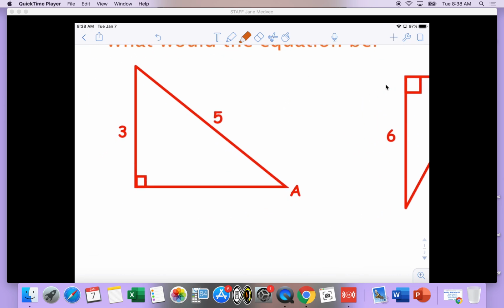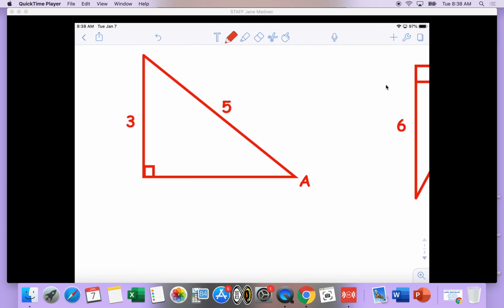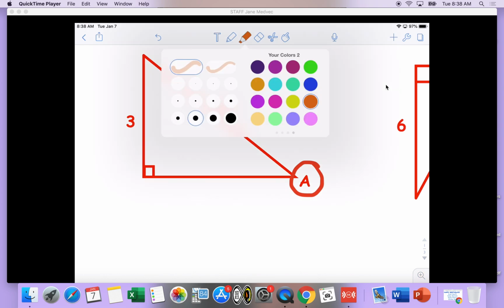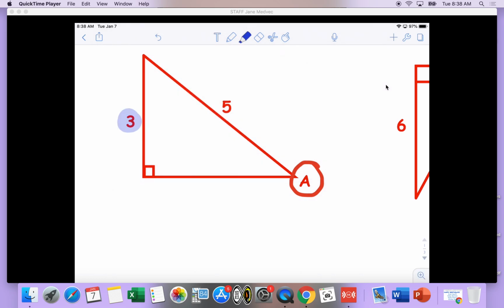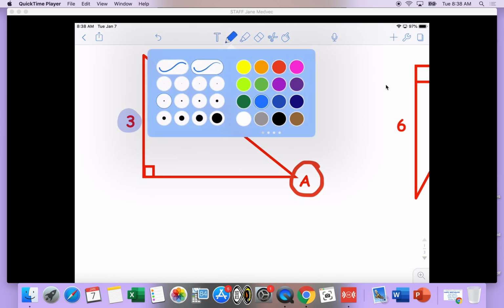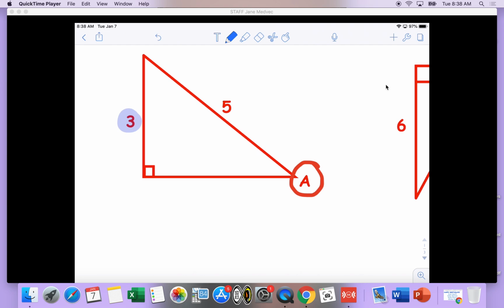So if I take a look at this one, what they want us to do is use A and find the angle measure of that. First of all, let's take a look at our sides and what their relations are. If I look at this 3, how is that in relation to A? Yes, it is opposite. If I take a look at the 5, how is that in relationship to A? Yeah, it is the hypotenuse.